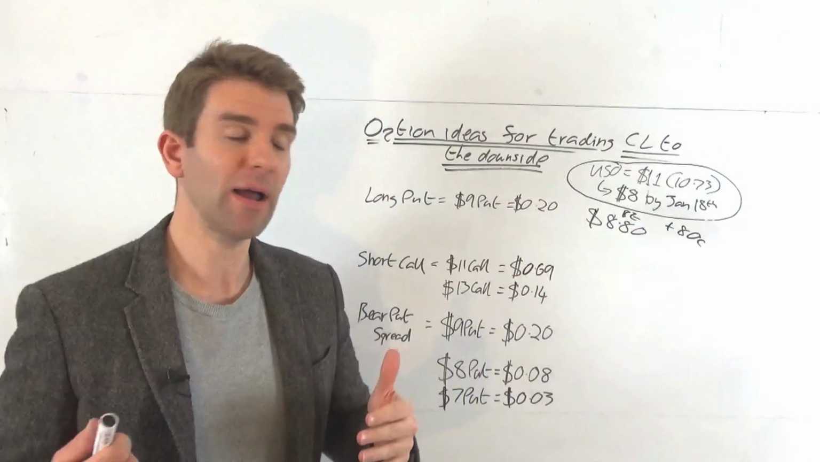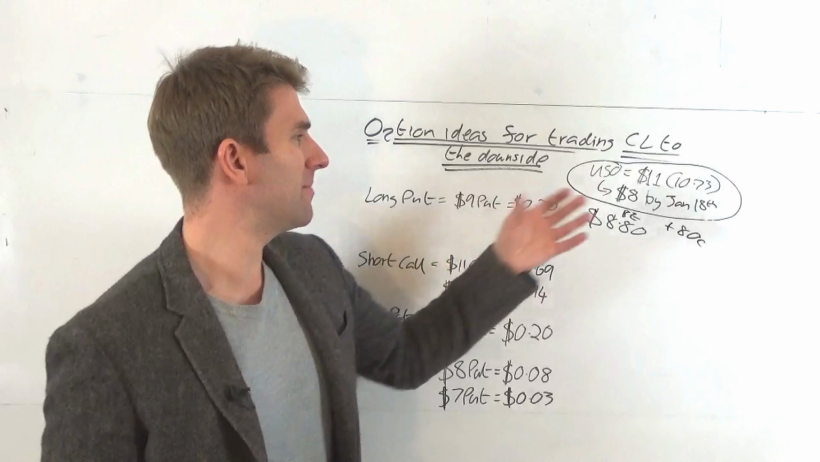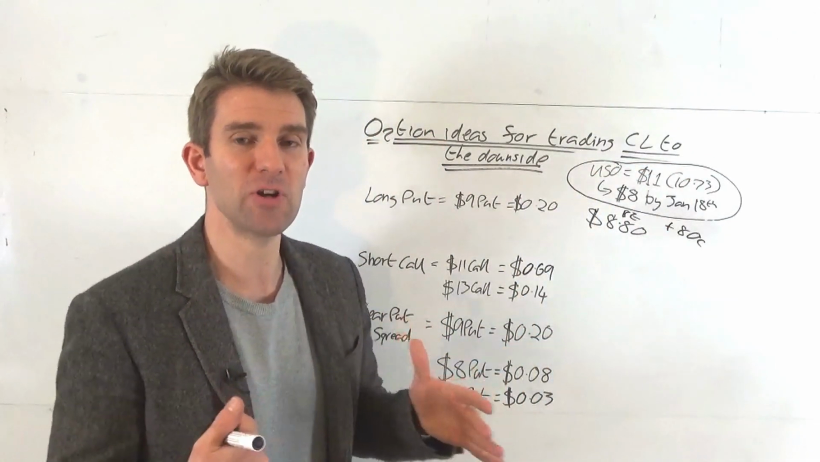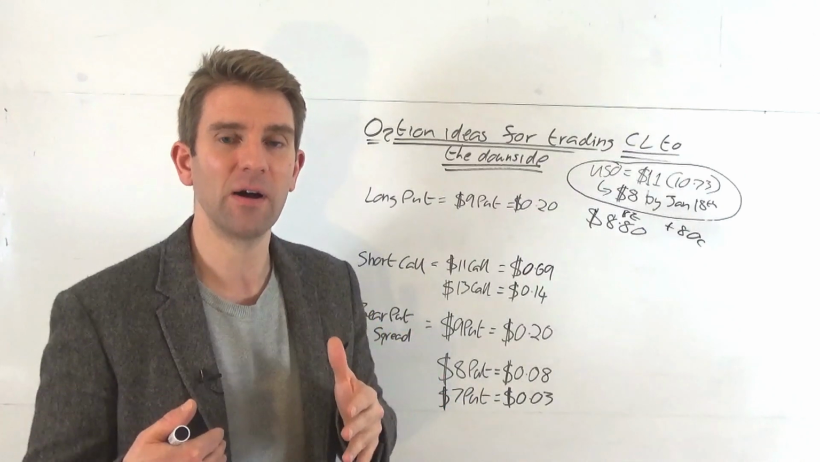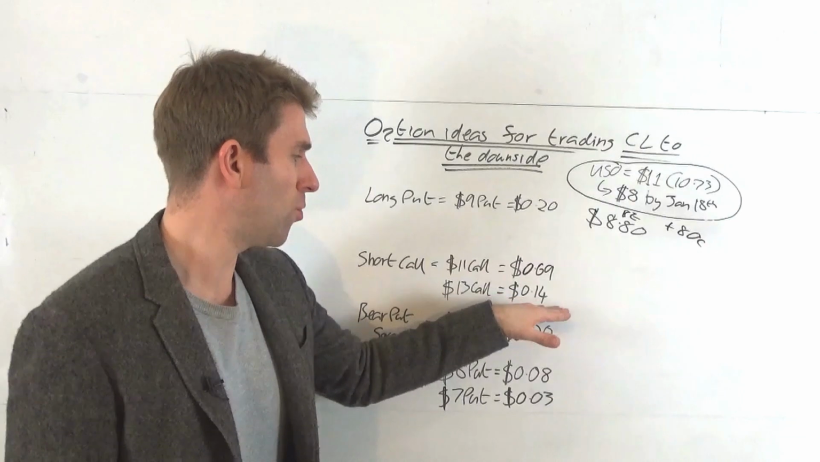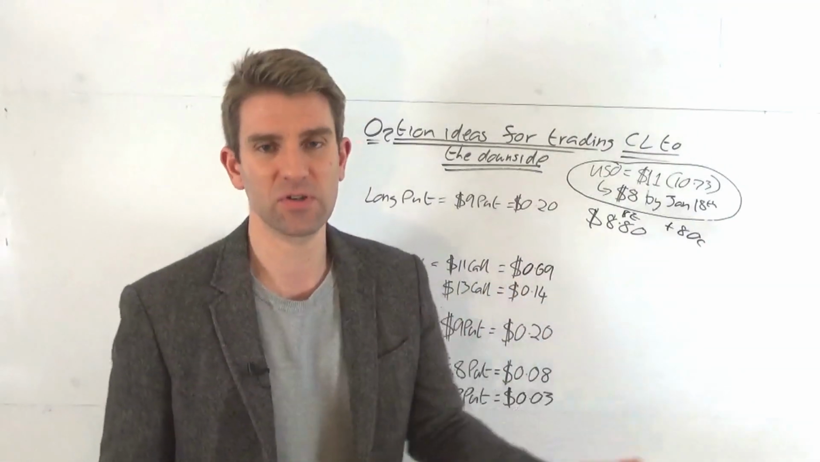Or we could go a little bit higher. We could say, well, you know what? We think that maybe crude oil might go lower, but it might stay where it is. So I'm not super bearish, but I just don't think it's going to go much higher. And we could sell a $13 call and we get 14 cents for that. So why do we do that? And what are the scenarios of this?